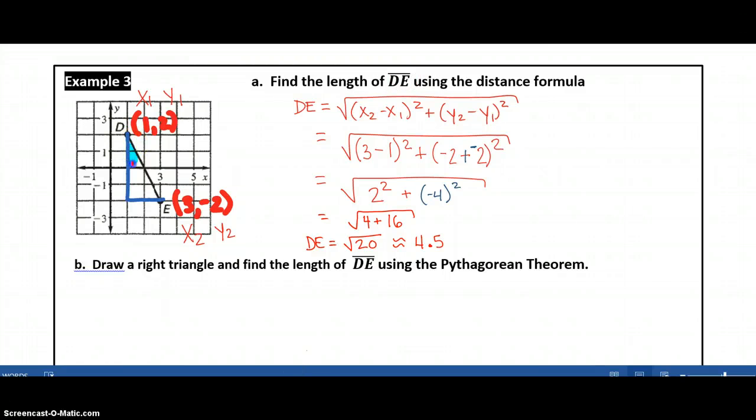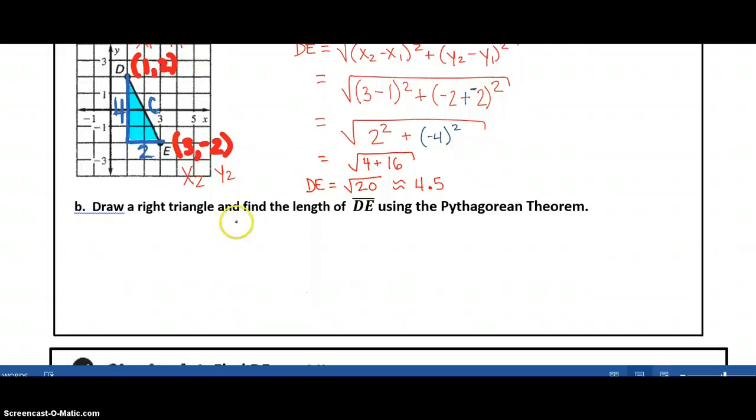So now we have a nice triangle that we need to put the lengths on for the legs, because we can count the boxes for that, and then we're going to find the hypotenuse. So if you look at the vertical leg right here, that covers 4 boxes. So the length of that leg is going to be 4, and the length of this horizontal leg is 2 boxes. So that length is going to be 2. And we want to find the hypotenuse, which is DE. So I'm going to call that C, just because in our Pythagorean theorem, C is always the hypotenuse.